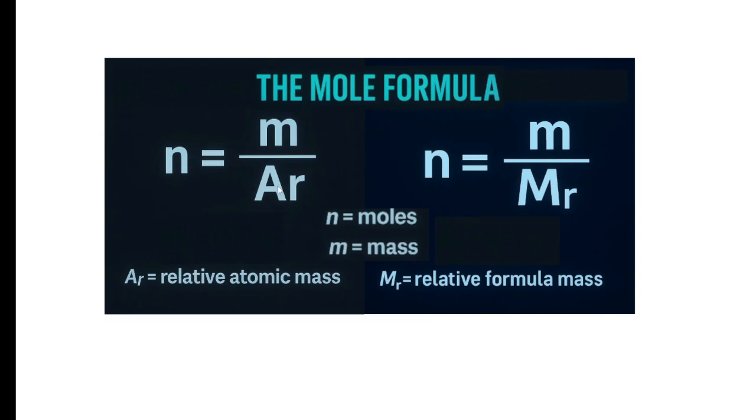Now in both, lowercase n stands for moles. Lowercase m is the mass measured in grams. And Ar is the relative atomic mass, Mr is the relative formula mass. So the question is, when do we use each of these formulae?